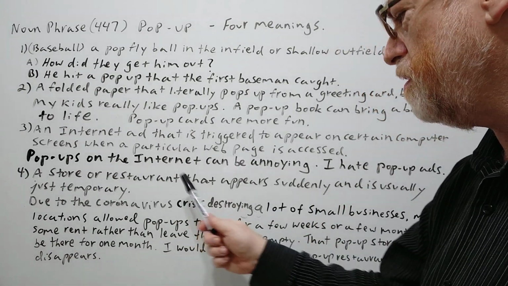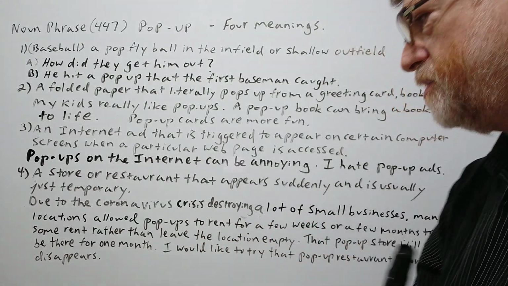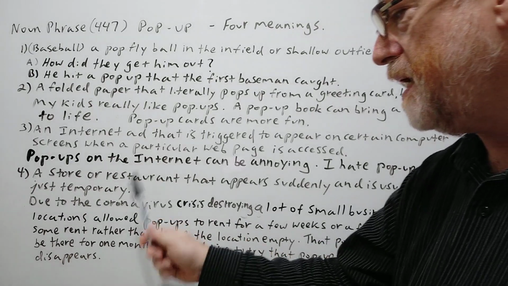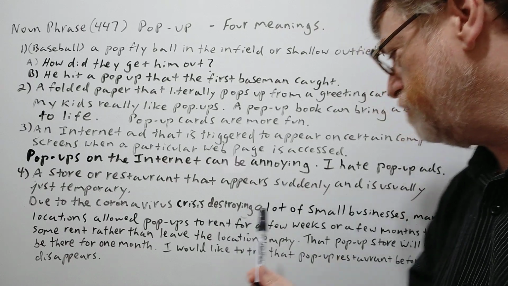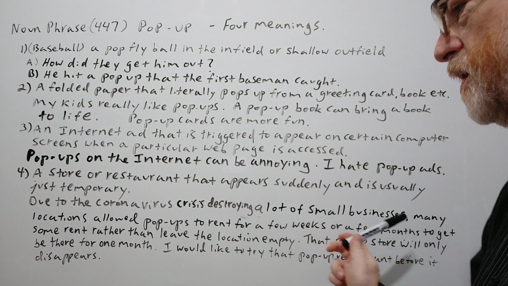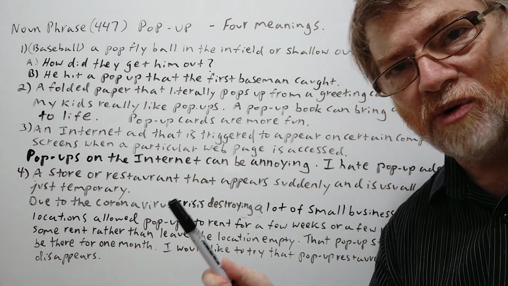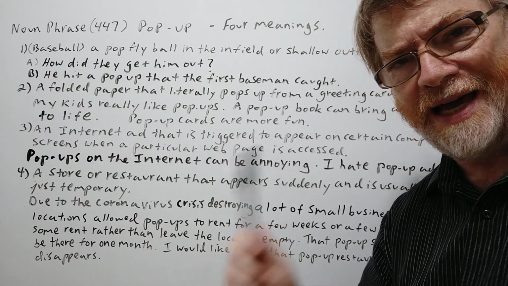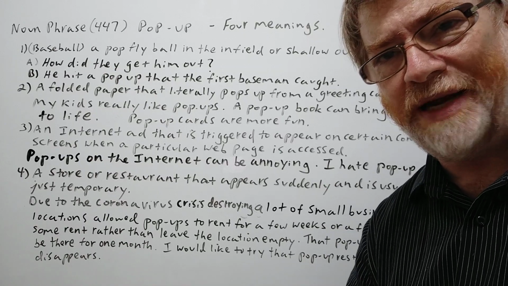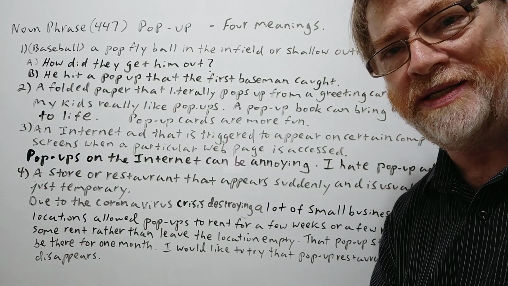All right, number 4, a store or restaurant that appears suddenly and is usually just temporary. Okay, so here's our example. Due to the coronavirus crisis destroying a lot of small businesses, many locations allowed pop-ups to rent for a few weeks or a few months to get some rent rather than leave the location empty. Because the economy was not so good, especially at the beginning of the crisis, there was very little chance that anybody was going to rent or start a new business at this time. It was a really bad time to start a new business.